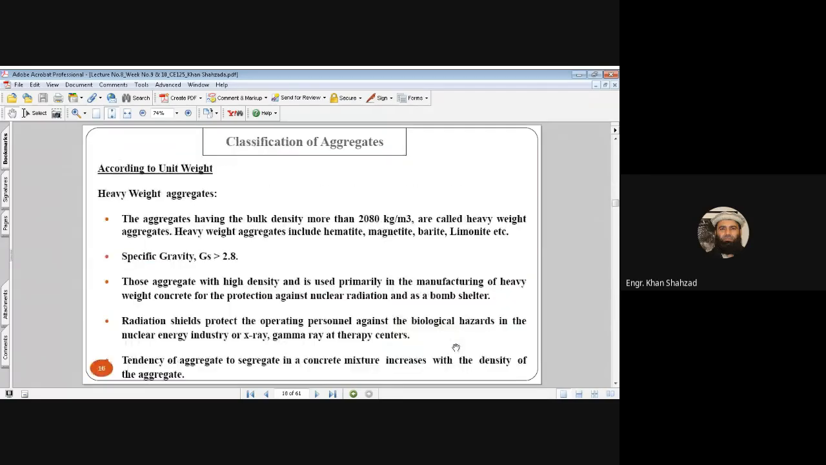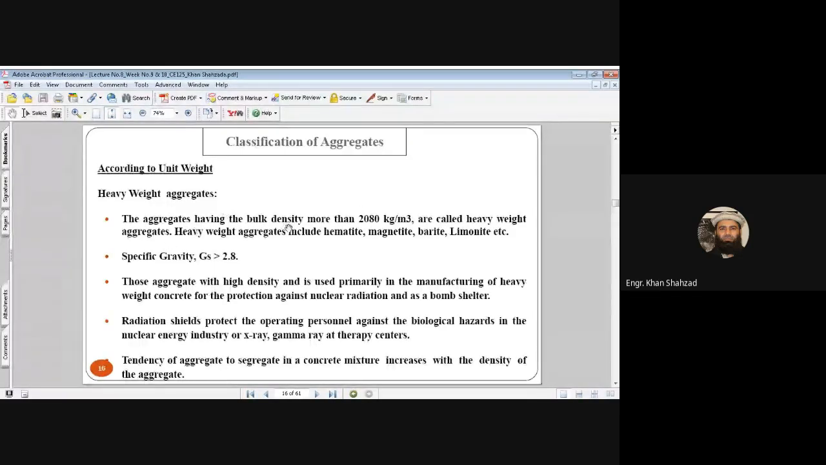Now, according to weight, how can we classify the aggregates? So we have heavyweight aggregates, normal weight aggregates, and lightweight aggregates. The first one is the heavyweight aggregates. The aggregates having the bulk density more than 2080 kilogram per cubic meter are called heavyweight aggregates. So I hope you people will remember this.